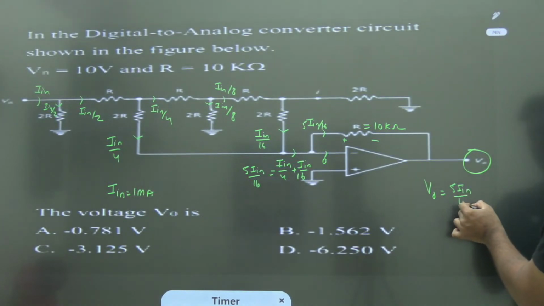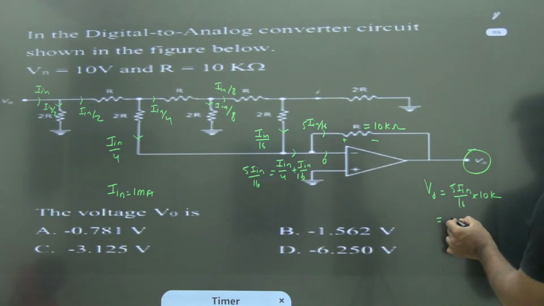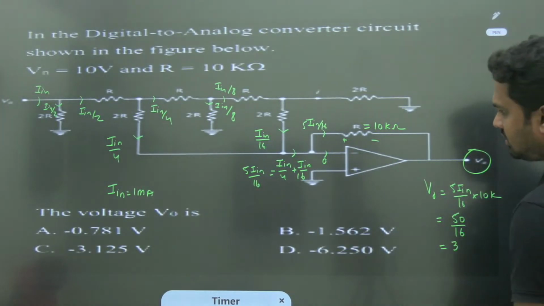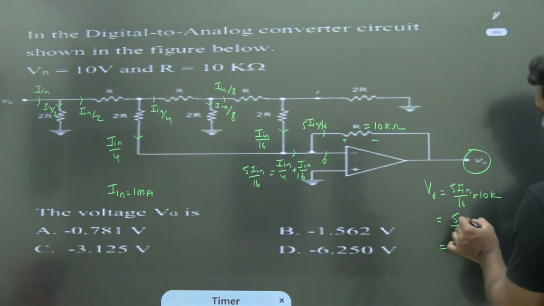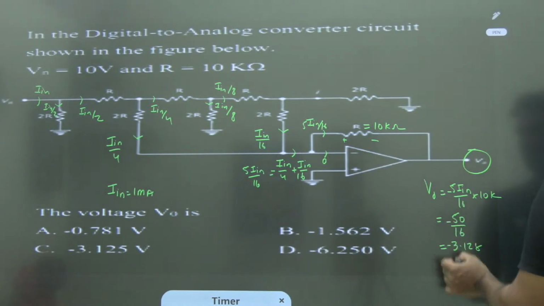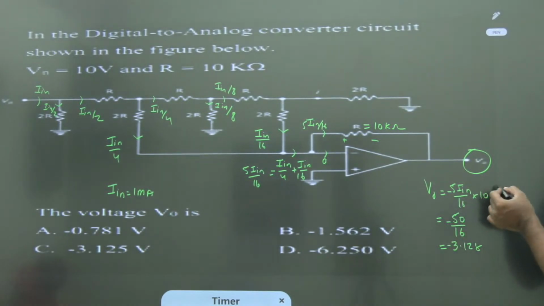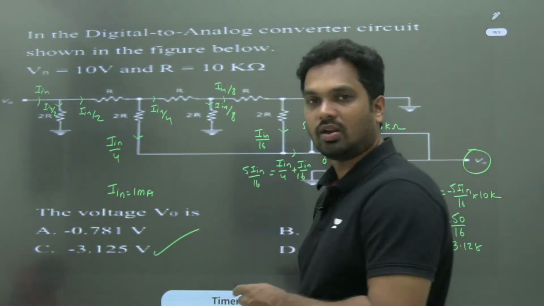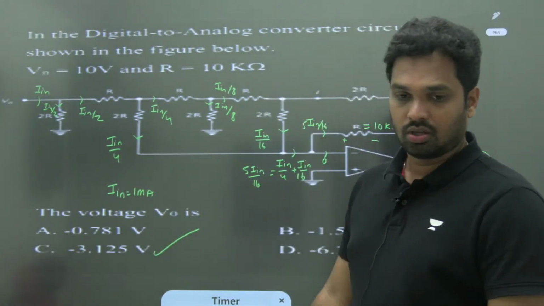5 I in by 16 into 10K, and I in will be 1 milliampere. So 50 by 16. So the answer is 3.125. You take current enters, so it is minus to I. I in is 1 milliampere, and 10K will go. Output is minus 3.125. Okay.